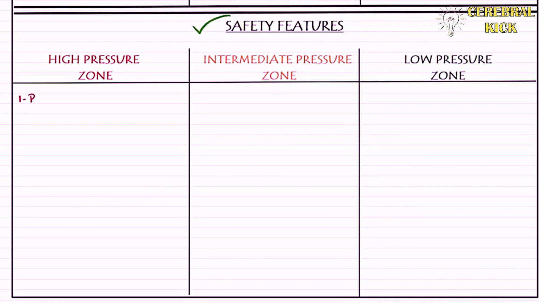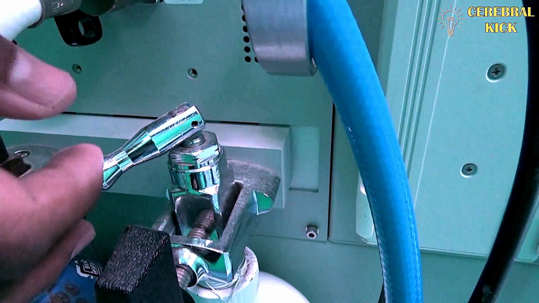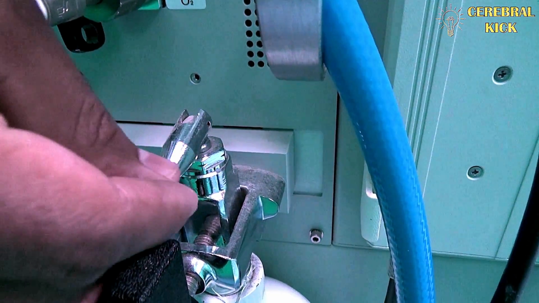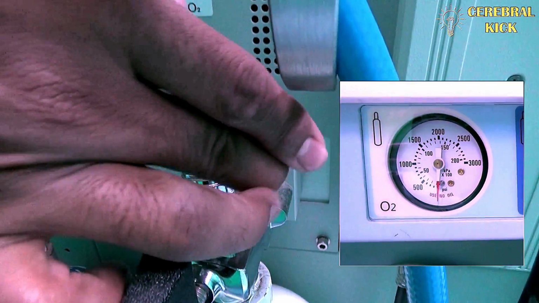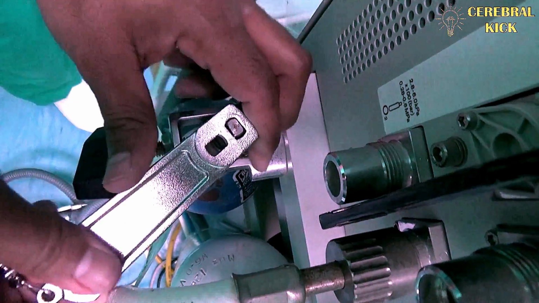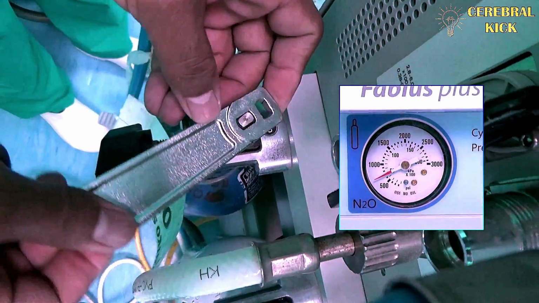So the pin index safety system is essentially a safety feature on a high pressure zone. Once the oxygen cylinders are placed in the hanger yoke assembly, we can always turn them on through a key. Now you can see after rotation of the oxygen cylinder, the pressure gauge on the front panel of the anesthesia machine reads 1500 psig, whereas for nitrous oxide, it is reading 750 psig.